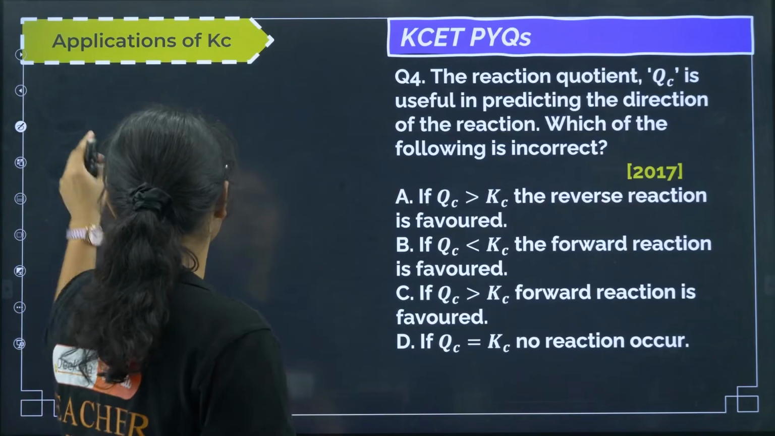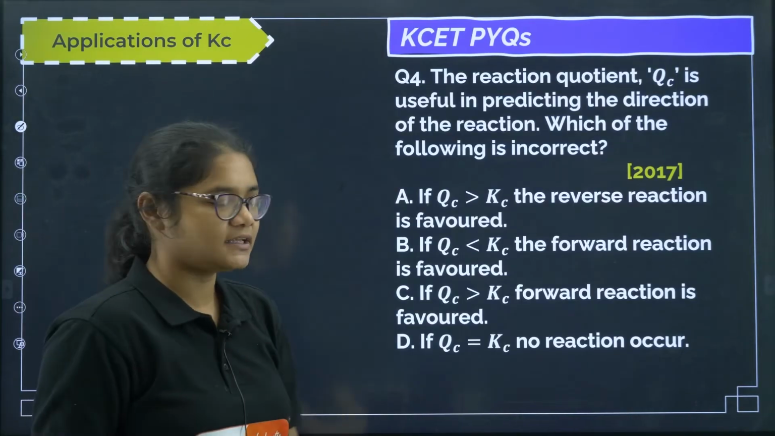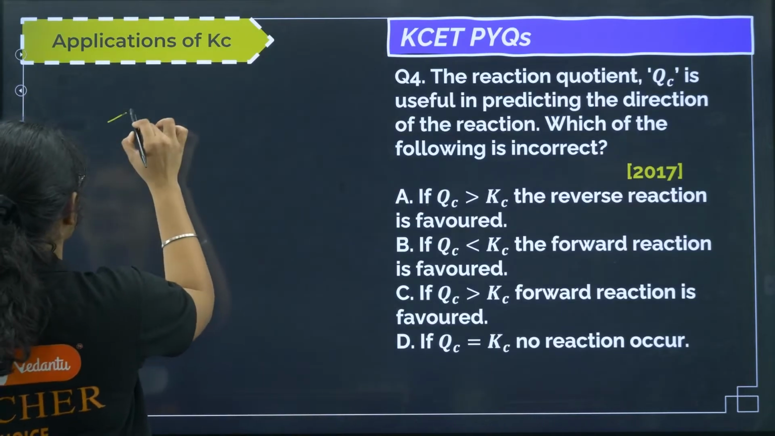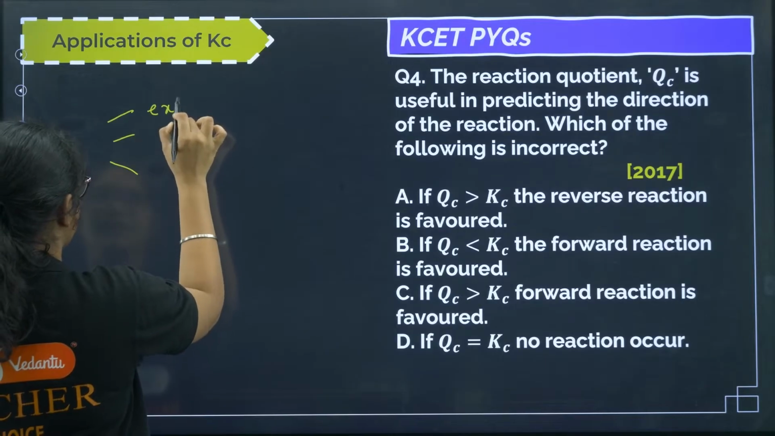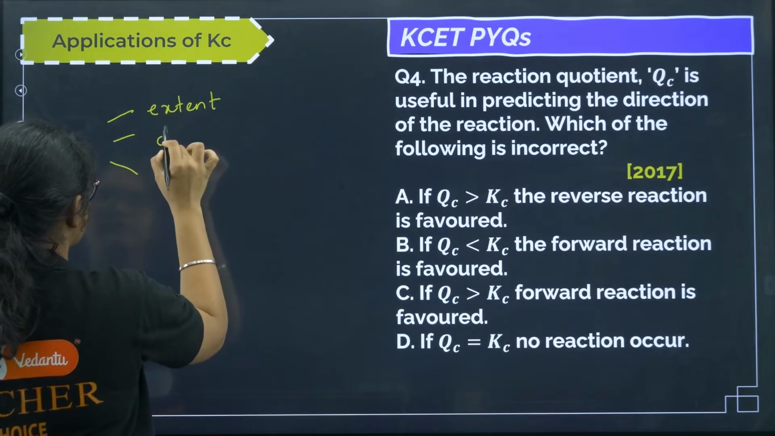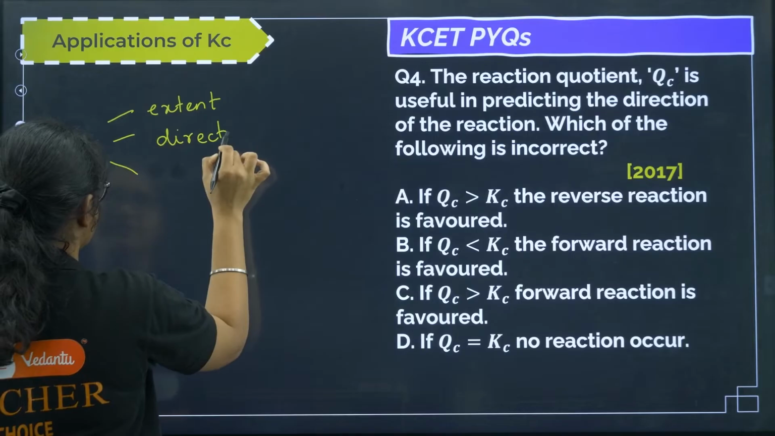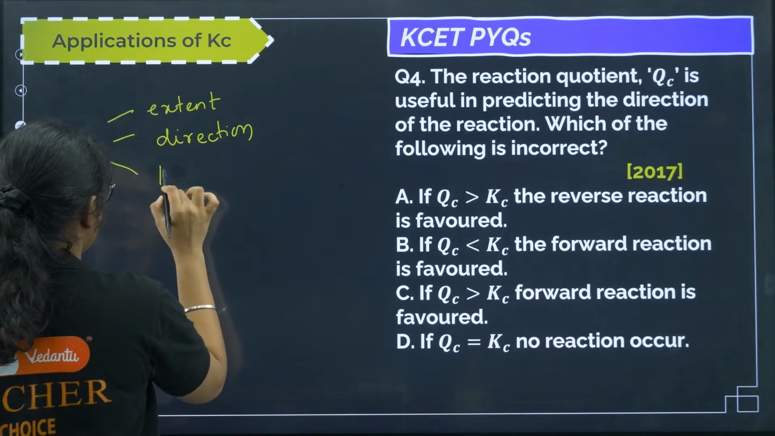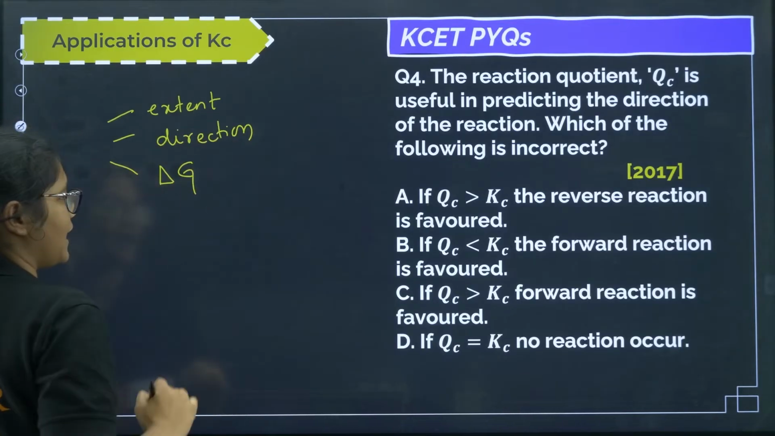Next is question number 4. Now we'll go to applications of Kc. If you remember, we have 3 applications. The first one is to predict the extent of reaction. The next one is to predict the direction of reaction. And the third one is to calculate delta G. Right? These are the 3 applications.